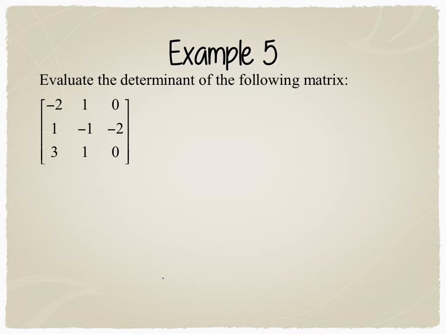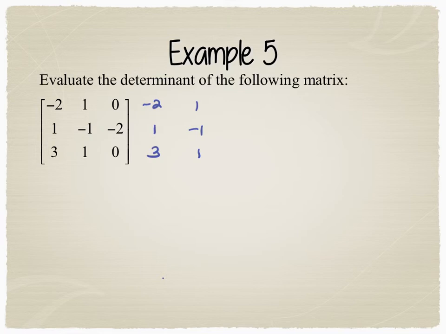For a 3x3, the first thing you're going to do is rewrite the first 2 columns to the right-hand side. So I'm rewriting -2, 1, 3, 1, -1, 1. And I'm making sure to do that very carefully because if you mess up one of those signs, you're already wrong. So we rewrote columns 1 and 2 to the right-hand side.